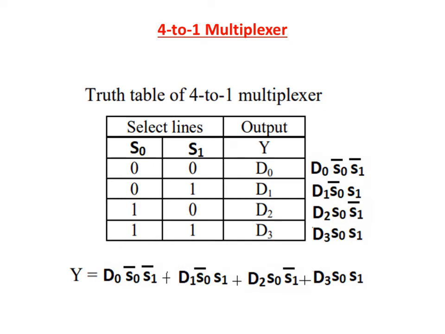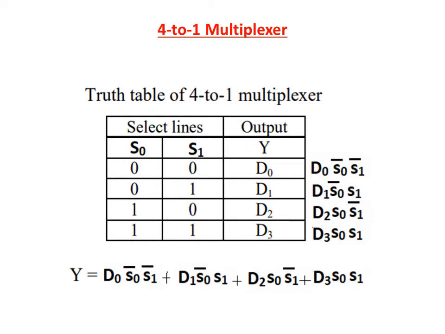This is the truth table of the 4 to 1 multiplexer. The selection lines S0, S1 and the output Y. With the 2 inputs we can make 4 possible combinations: 0 0, 0 1, 1 0 and 1 1. So at the 0 0 input combination, the input D0 is selected. The expression is represented as D0, S0 bar, S1 bar.